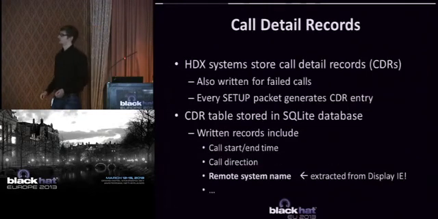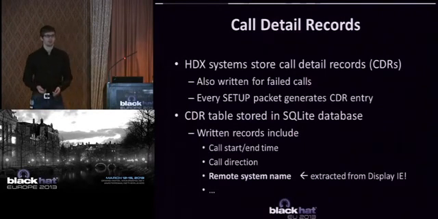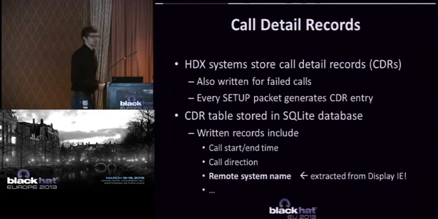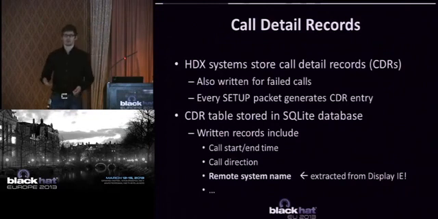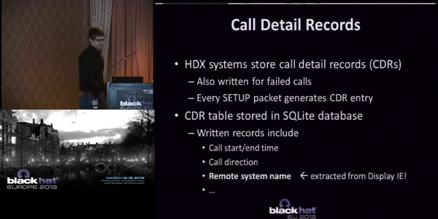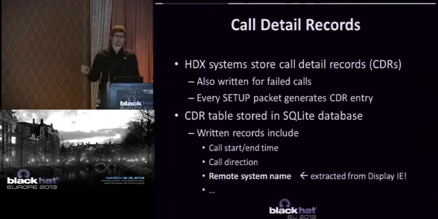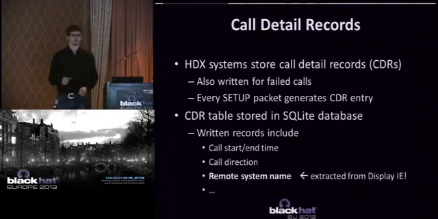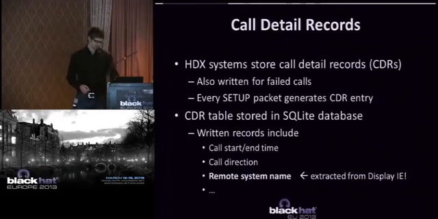So those HDX devices have something called the call detail records, which is kind of a database which stores all the calls. This includes successful calls, but also includes failed calls. And those entries are stored in a database based on SQLite on the device. Every record includes information such as the starting time of a call, the reason for failure, stuff like that. And it also includes the remote system name. And this one is actually directly taken from this initial setup packet we are sending.